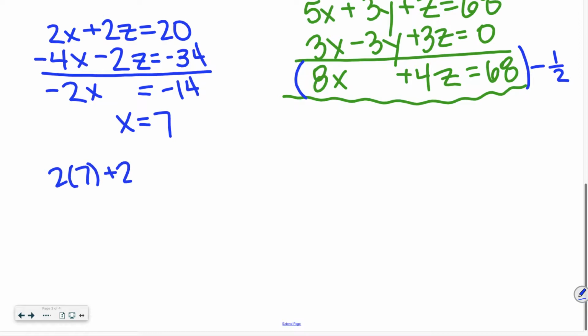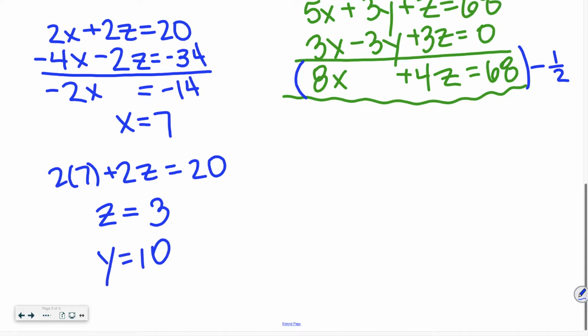2x plus 2z equals 20. Z is 3. Okay. And if x plus y plus z is 20, y is 10. Okay? Do not leave your answers like this, though.